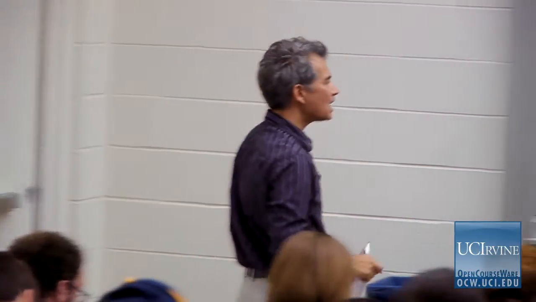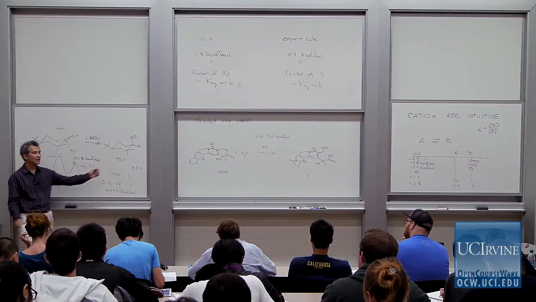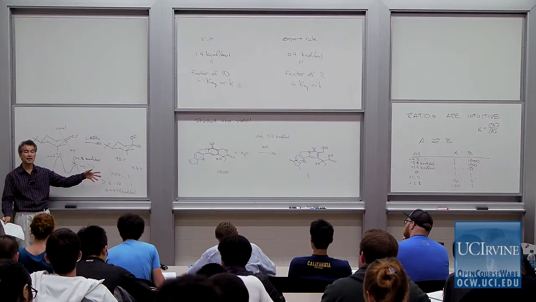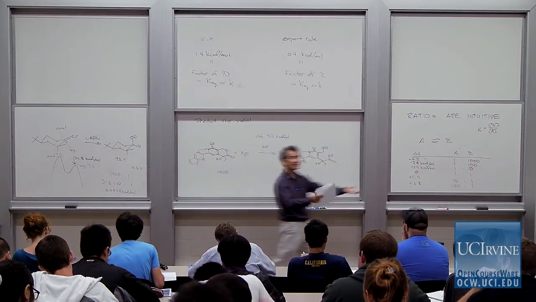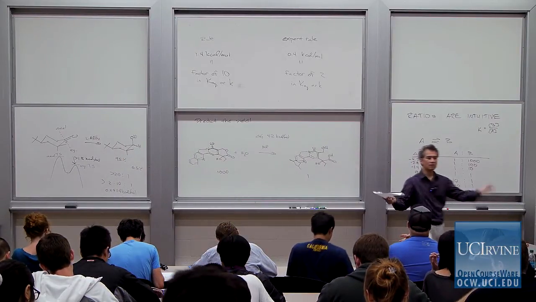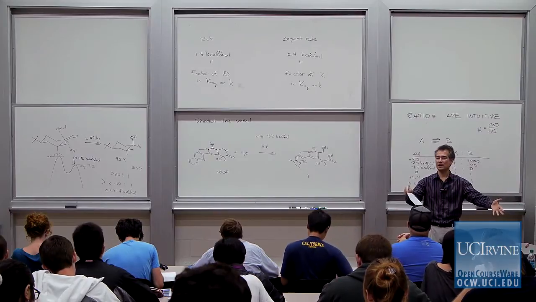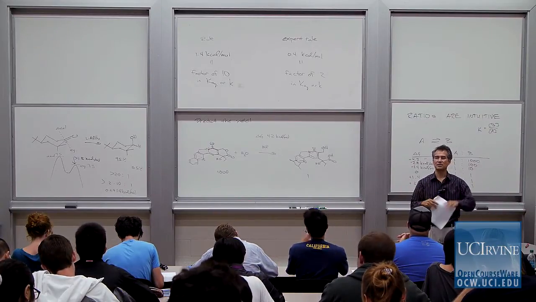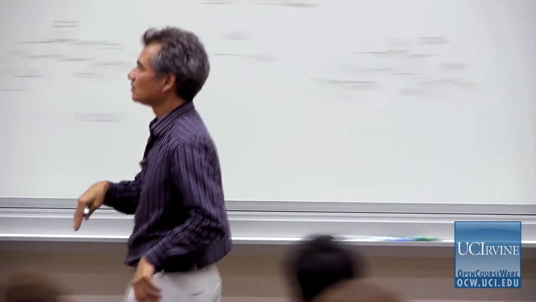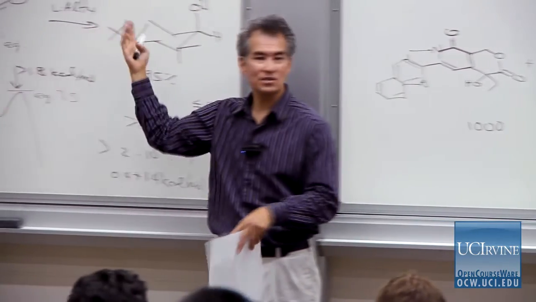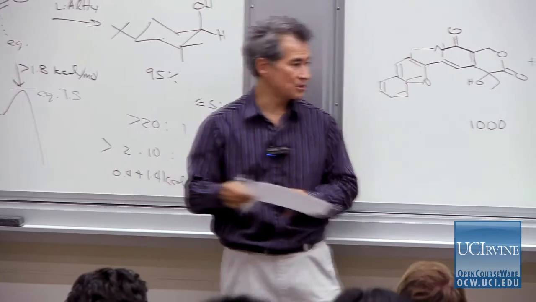So every single time you look at a TLC plate and say, well, that spot looks about twice as big. Or you get a yield and you say, well, I got 60% of this isomer. I didn't get 40% of the other. You can create ratios. And when you can create ratios, you can create free energy differences. And it doesn't matter whether it's transition states or equilibrium values between starting material and product. And I encourage you to do that.